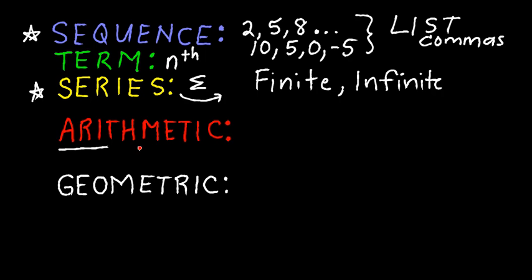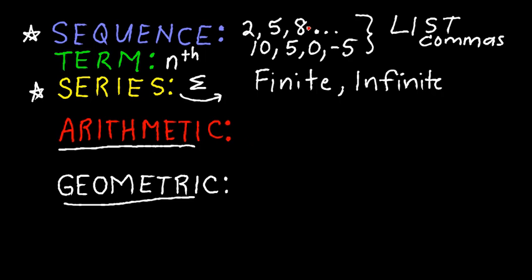Now, next, I want to just briefly talk about 2 different types of sequences and series. So these 2 words, arithmetic and geometric, can be used in front of the word sequence and series. So there's actually 2 types of sequences, 2 types of series. In arithmetic, we're really talking about adding something to a prior number or prior term. So the 2 examples that I gave, 2, 5, 8, and 10, 5, 0, -5, those are actually both examples of arithmetic because I'm adding a number to the prior term.